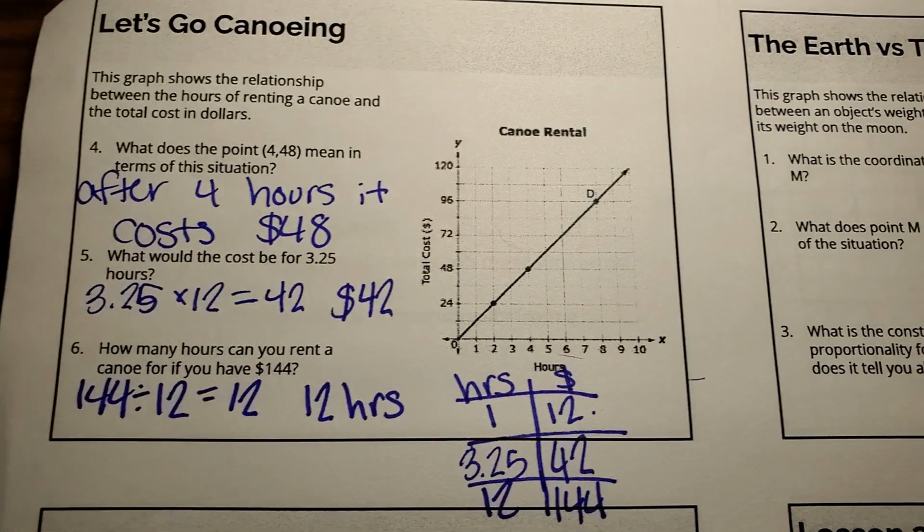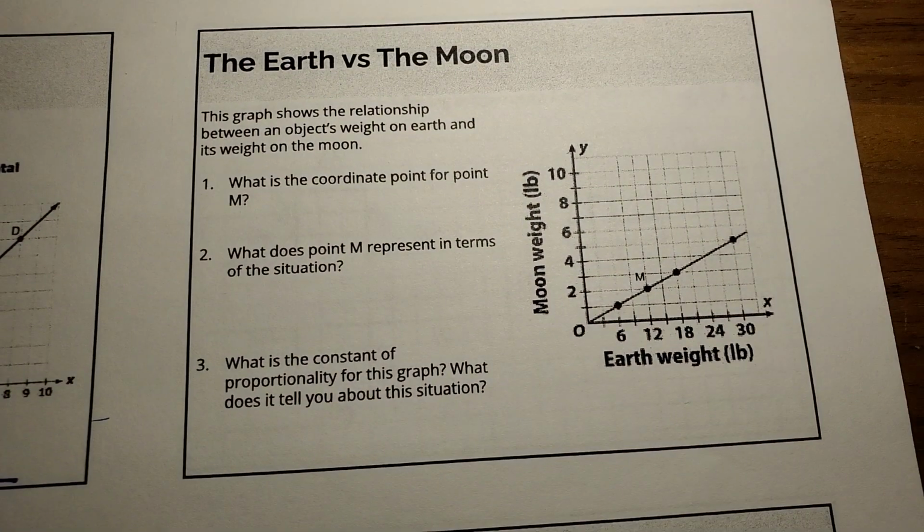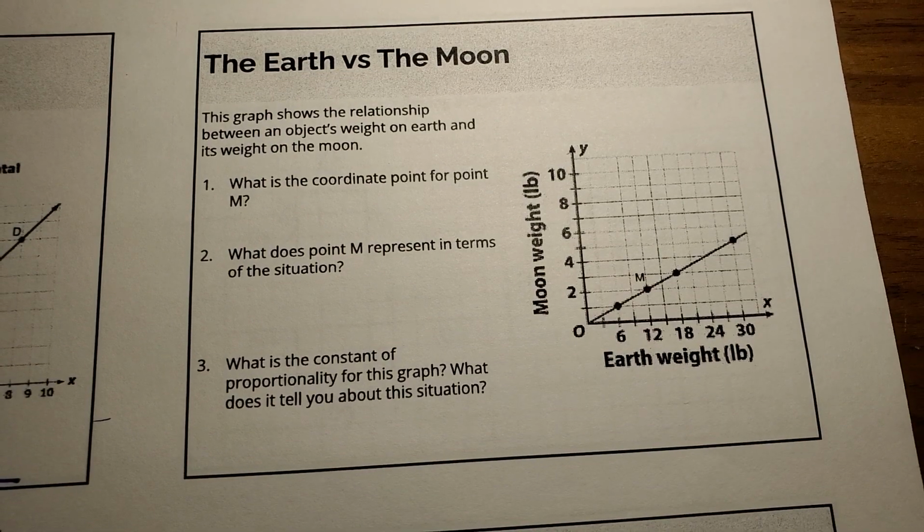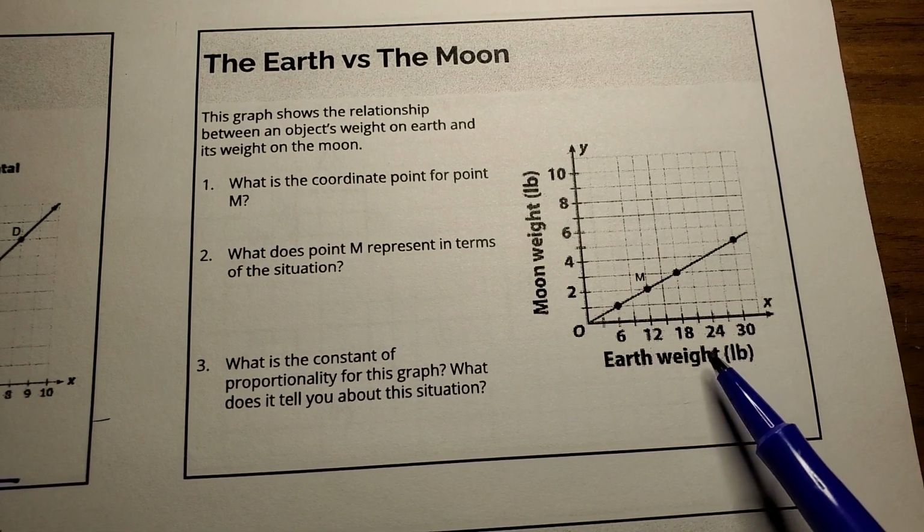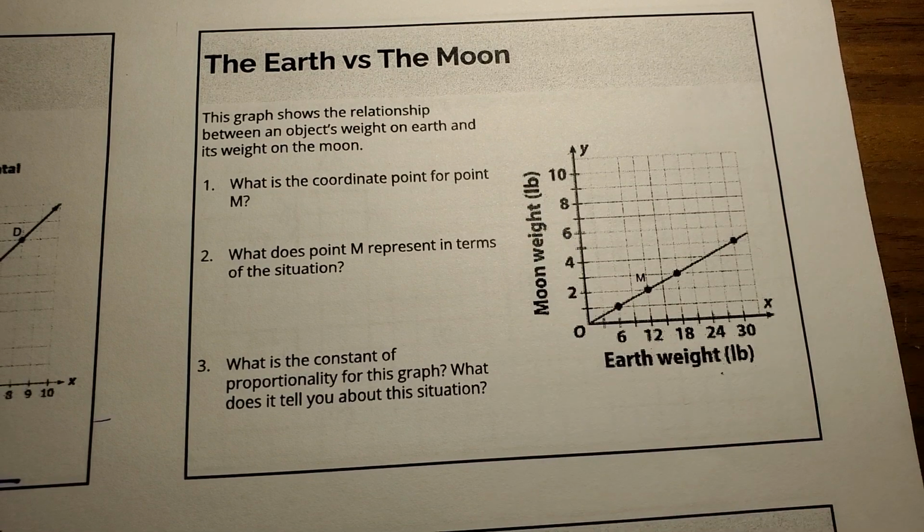All right. Now, the Earth versus the Moon. This graph shows the relationship between an object's weight on Earth and the object's weight on the Moon. We should know, hopefully your science teacher has taught you at this point, that gravity on the Moon is less. There's not as much gravity, so that means things weigh less on the Moon than they do on Earth, and it is a proportional relationship.